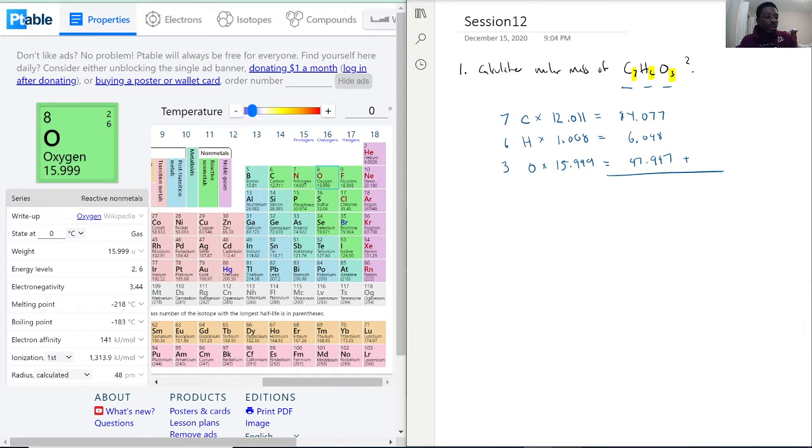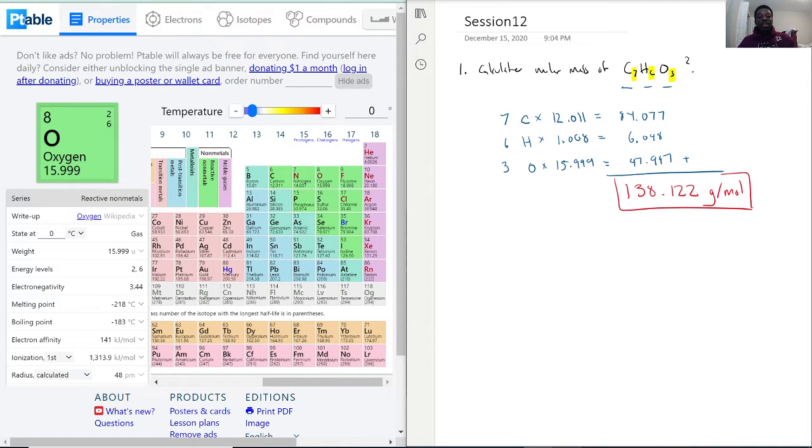So we have 84.077 plus 6.048 plus 47.997, and we get 138.122 grams per mole. This right here is going to be the molar mass of salicylic acid.